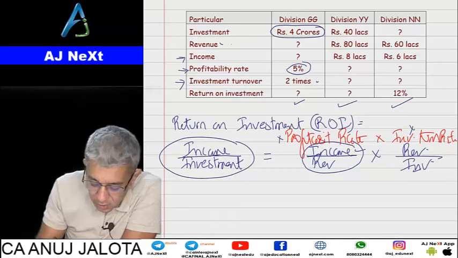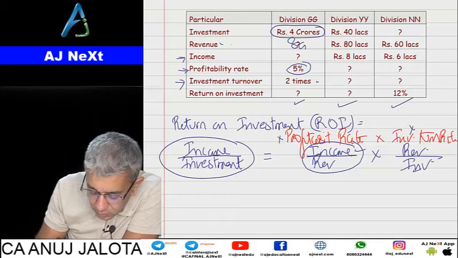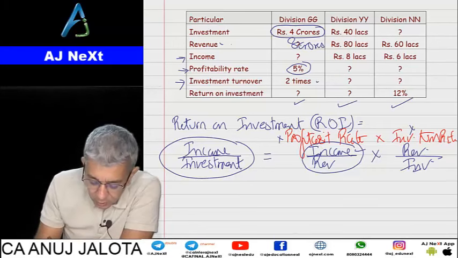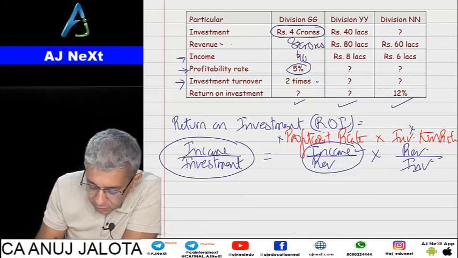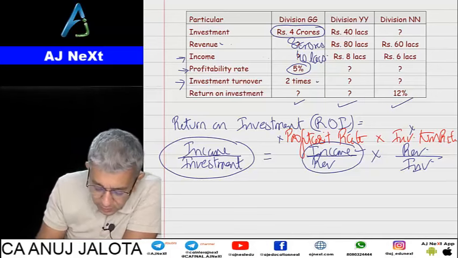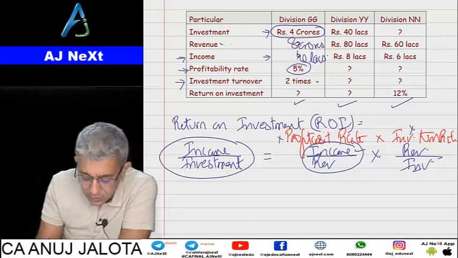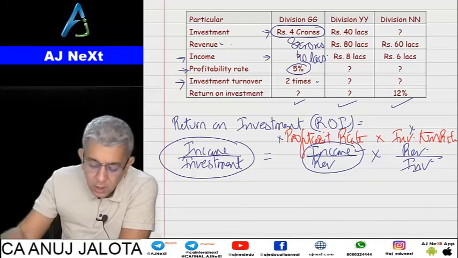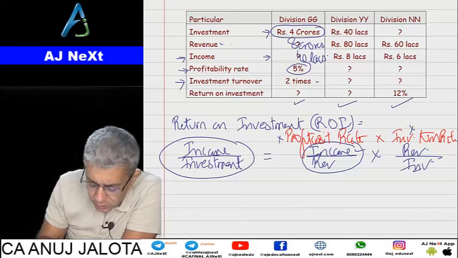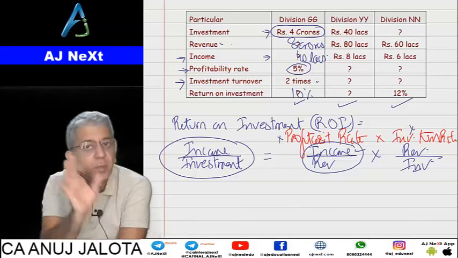Investment is how much? 4 crores. So I guess your revenue is going to be 8 crores. Now 8 crores into 5% will give you 40 lakh rupees of income. Return on investment will be income upon investment, 40 lakhs upon 4 crores into 100. I guess this figure should come to 10%.